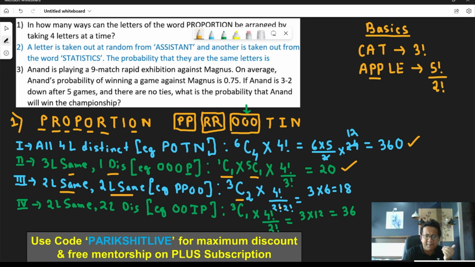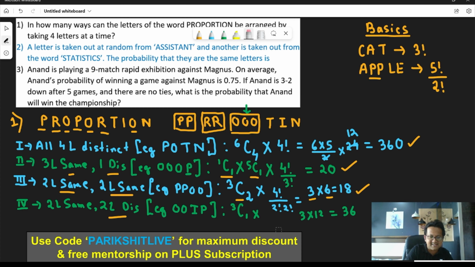4 factorial divided by 2 factorial divided by 2 factorial. So 3C2 is 3. So 24 divided by 4 is 6. 80. And the last one, 2 same and 2 letters are distinct. So if the 2 letters are same, I think we need to multiply one more case here, right? We need to multiply one more case in the last one, right?